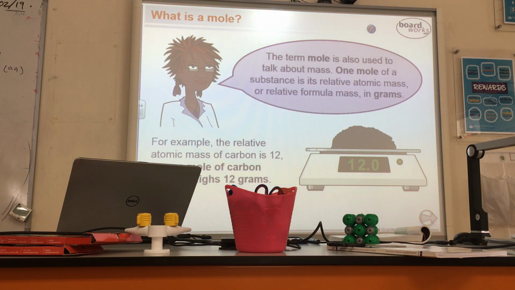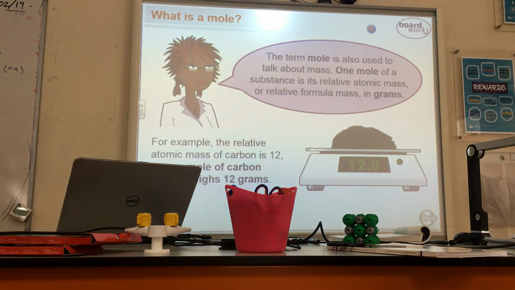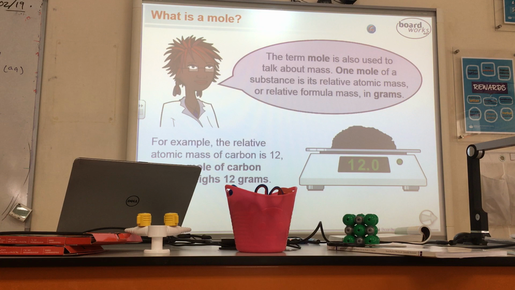Now, when we're trying to calculate the number of atoms, it would be ridiculous to use numbers when they are as large as times 10 to the 23. Can you just repeat your definition of a mole? A mole is the number of atoms in 12 grams of carbon 12.